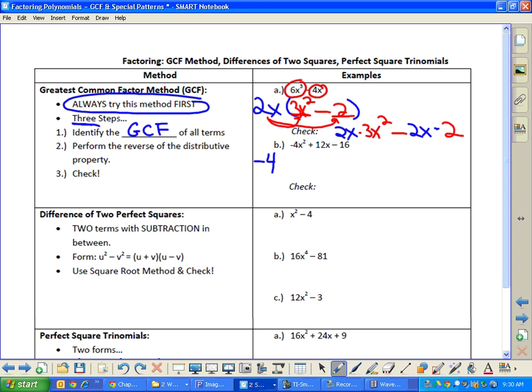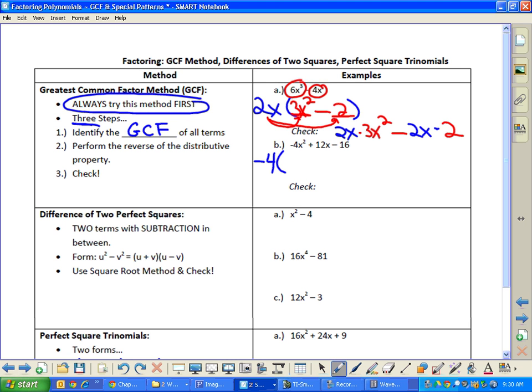Byron, I have a question for you, my dear. Why did you not pull out any x's? Yeah, very good. You can't pull out an x because it's not in every single term. Is everybody clear on that? It's not common. Okay. Right.